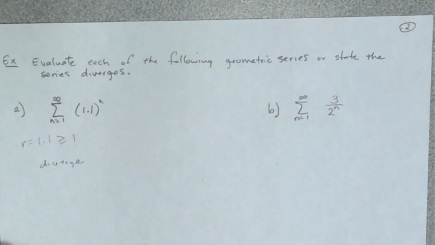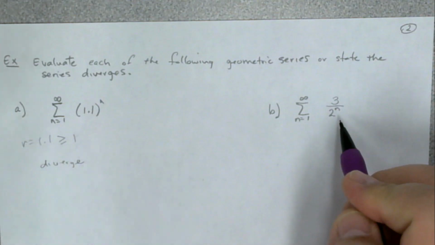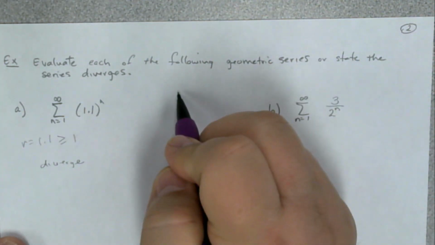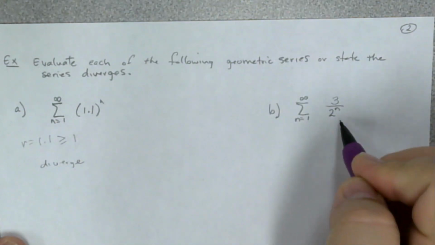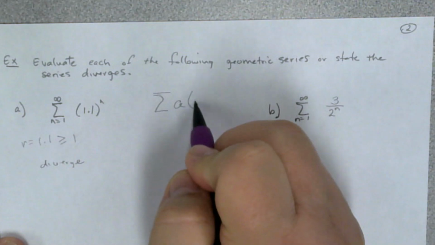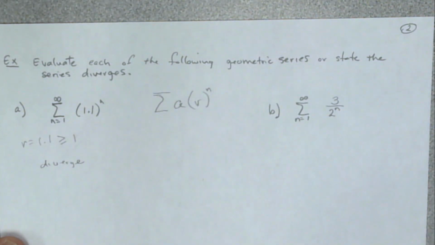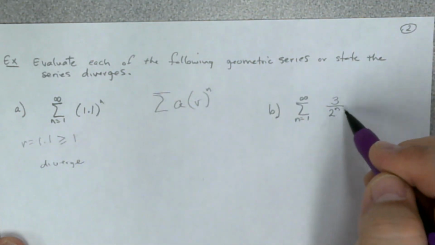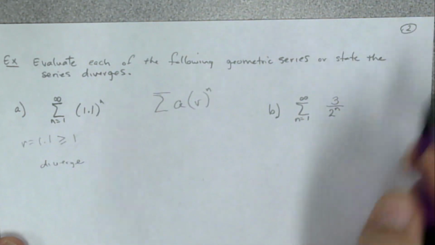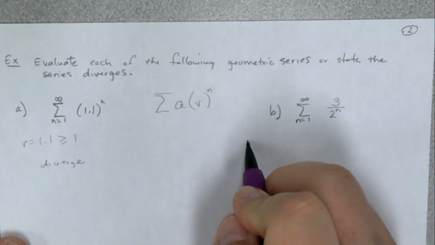Okay? What about this one? Well, if you can write it in a certain format, it makes it easier to see. And that format, once again, is what? For geometric series, I'm looking for this form. Can I get that form right there? So I want to have an r and I want to have a power of n. Well, I can separate this out. And I'll just do it with the number part so you can see it.